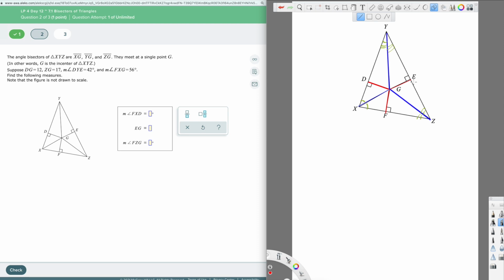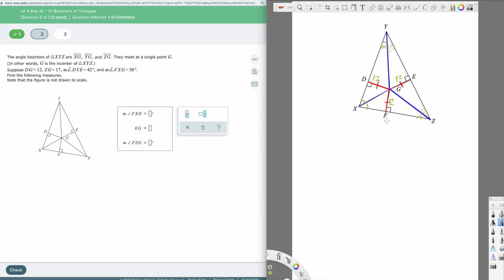I know it's all very similar, but this is the diagram that goes with it, and hopefully it helps you see the pieces here. I know that these are all congruent to each other because they come from the incenter. Then we have some given information here, so I'm going to fill it in with green. We have DG equals 12. Well, if DG equals 12, GE equals 12, and GF equals 12. I'm just going to fill those in.